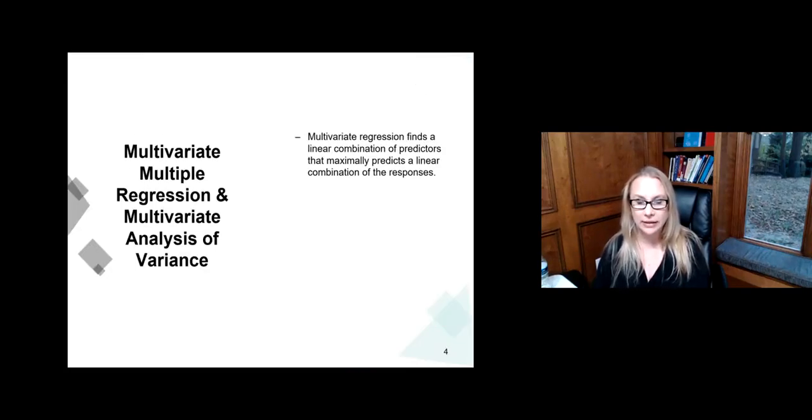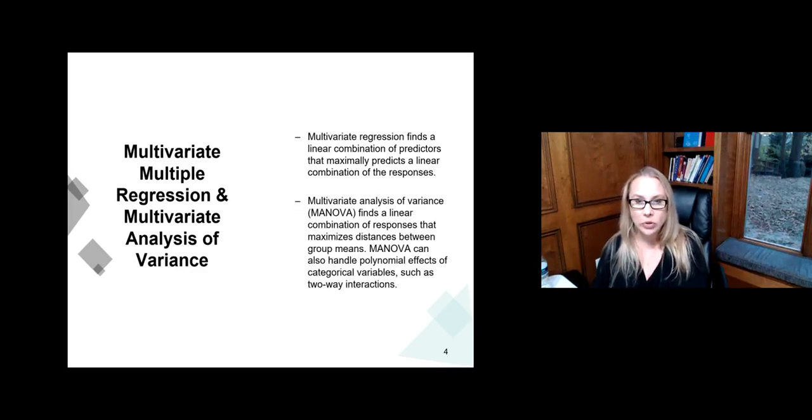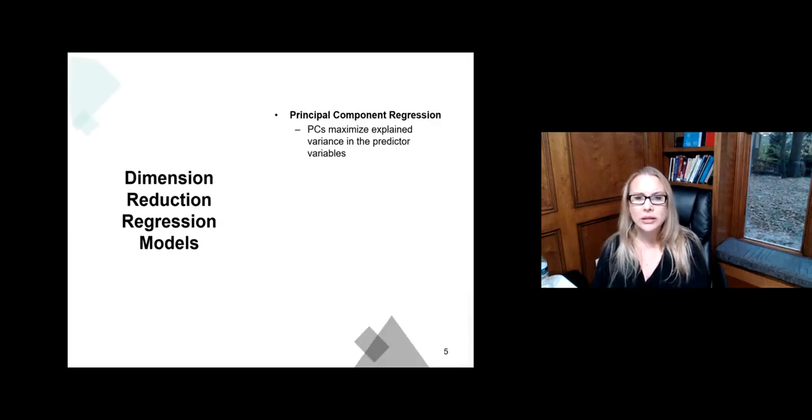Multivariate regression finds a linear combination of predictors that maximally predicts a linear combination of responses. Multivariate analysis of variance, also called MANOVA, finds a linear combination of responses that maximizes the distance between group means. MANOVA can also handle polynomial effects and categorical variables such as two-way interactions, and these are going to be considered unbiased methods. Let's talk about some dimension reduction regression models.